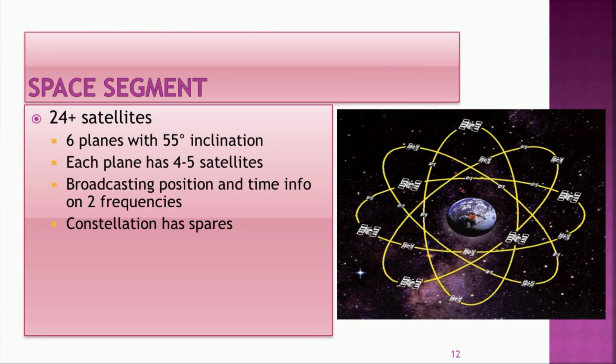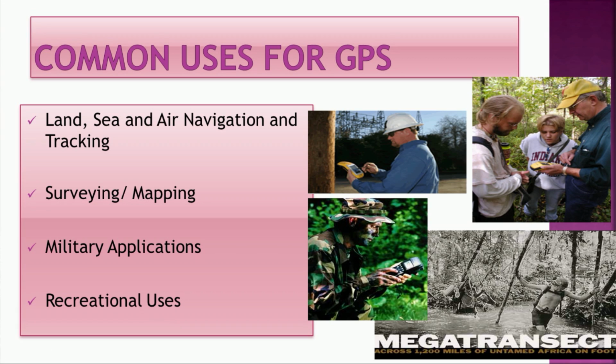Okay. Now the space segment is 24 satellites in 6 orbital planes. Each plane has 4-5 satellites, broadcasting position and time information on 2 frequencies. Okay. Common users of GPS: most people use GPS for land, sea, and air navigation and tracking, surveying, mapping, military applications, and recreational uses. From here we can see it used in the forest, near the farm, in wars, and even on the water.